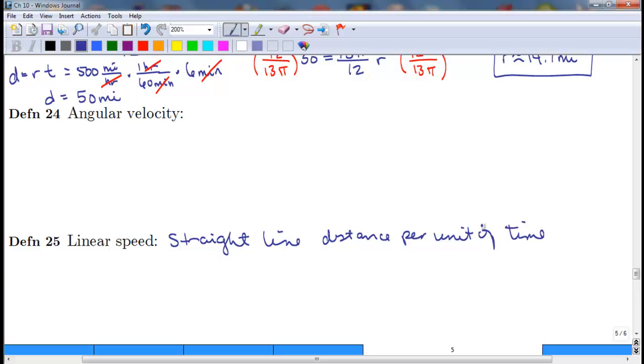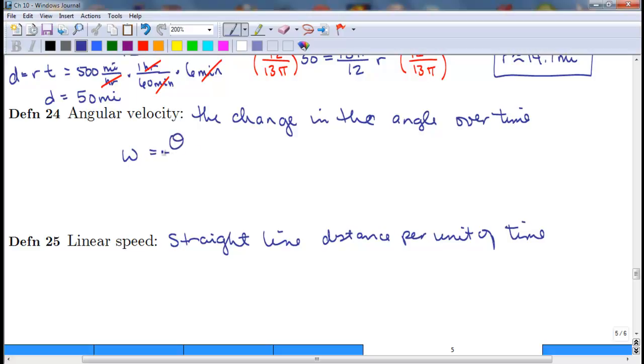So what do we mean when we say angular velocity? Well, the angular velocity actually measures the change in the angle over time. And we use the letter omega. It looks like a W, but it's a Greek lowercase omega. And we say that this is the change in angle over time.